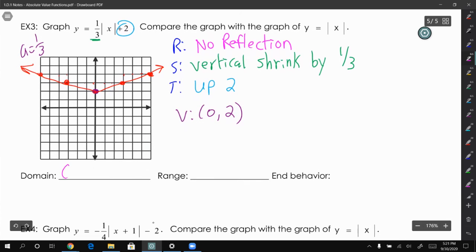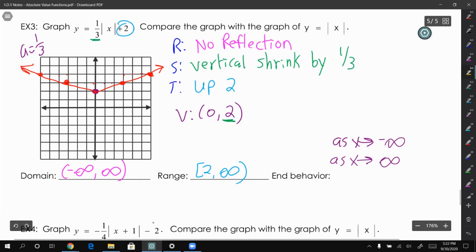All right, domain, negative infinity, comma, infinity. Range is going to be positive 2, comma, infinity. Because our absolute value graph is opened up, we want to make the y coordinate of the vertex the smallest value, so that's why that comes first. And then for end behavior, as x approaches negative infinity, and as x approaches positive infinity, the left and right side are doing the same thing. They're both going up.